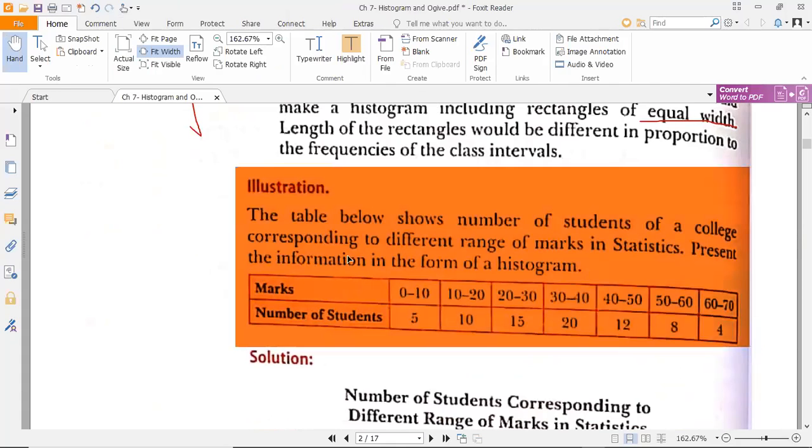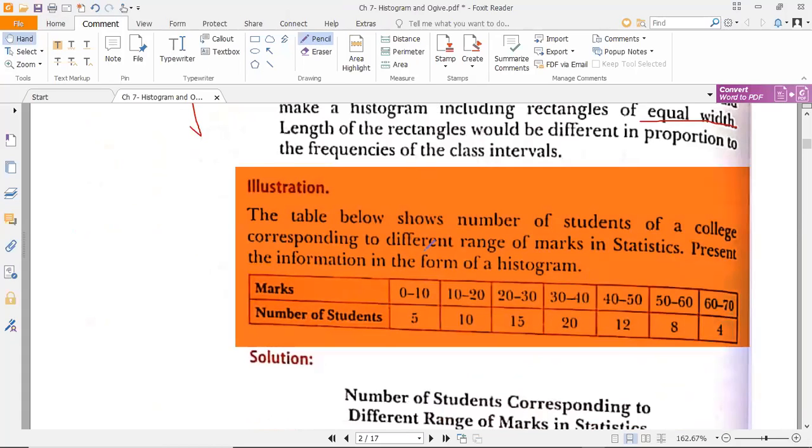The table below shows the number of students of a college corresponding to different ranges of marks in SATs. Present the information in the form of a histogram. Now see over here, you have got marks and you have got number of students. So marks are 0 to 10, 10 to 20, 20 to 30, 30 to 40, and so on.